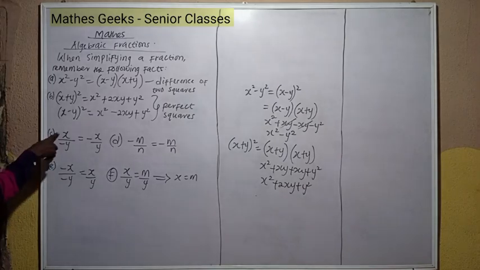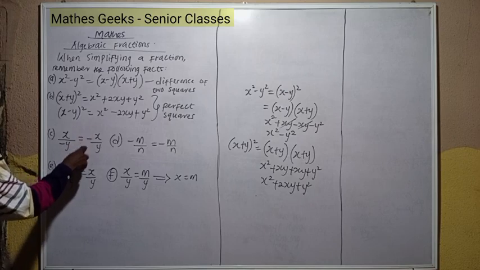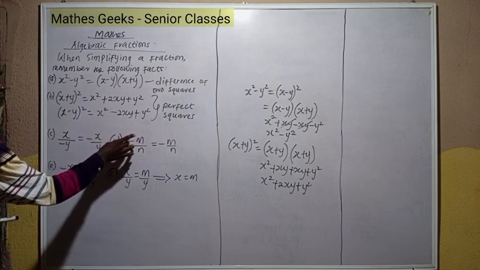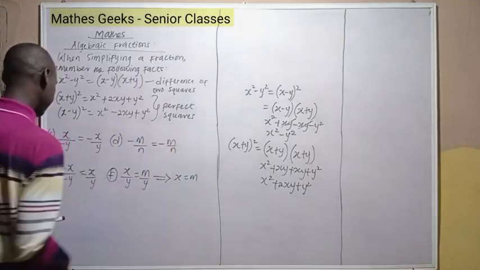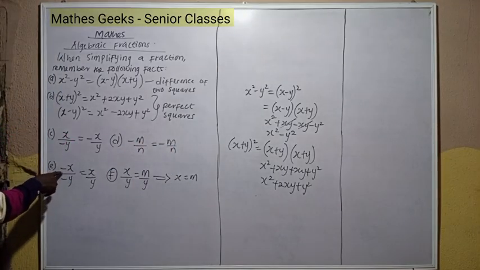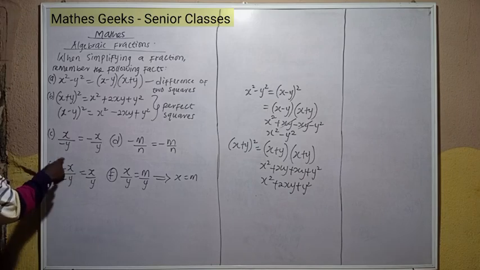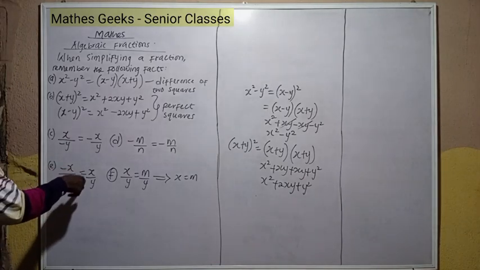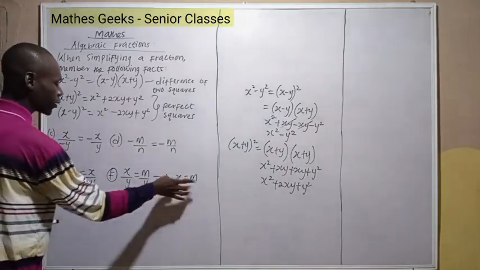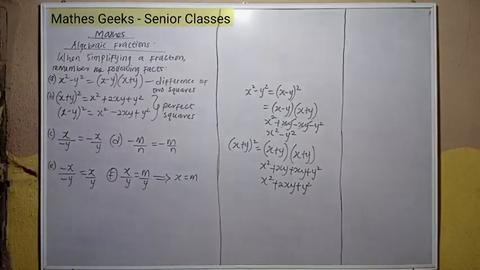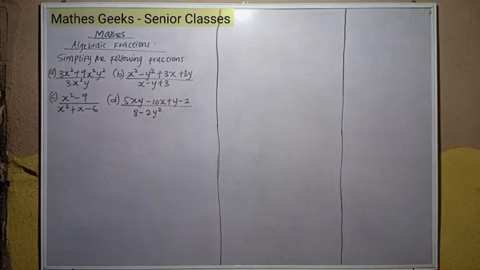Okay, the next one is that plus x divided by minus y, plus divided by minus will give us minus. So we're going to have minus x over y. Same thing here, minus m over plus n is equal to minus m over n. And then minus x over minus y, the minus signs will cancel, so we're going to have x over y, and x over y equals m over y implies that x is equal to m. So we're going to work with these principles to go on.